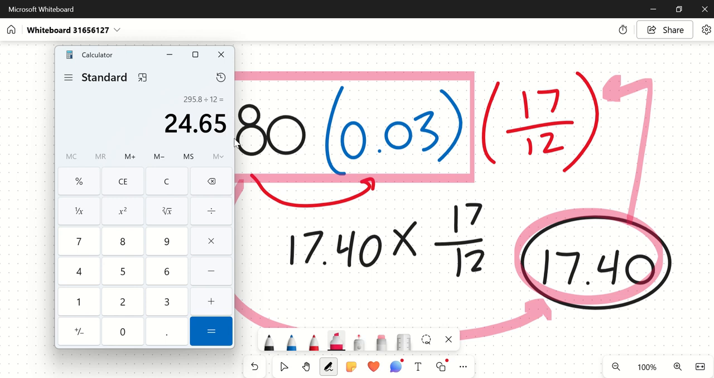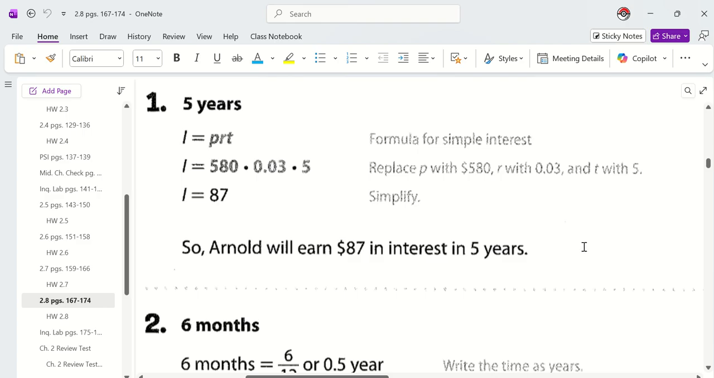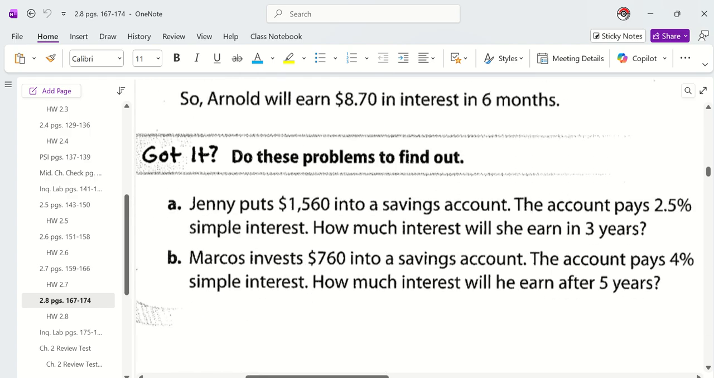But the other thing you could have done was still do 17 divided by 12, leave that in your calculator and multiply it by this. Okay? All right, now let's get into not making money, and let's get into owing money, because that's the flip side.